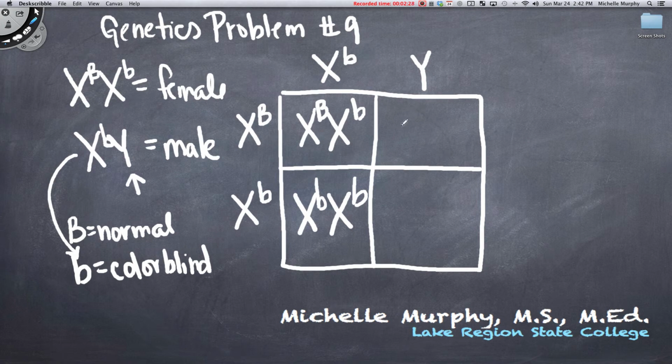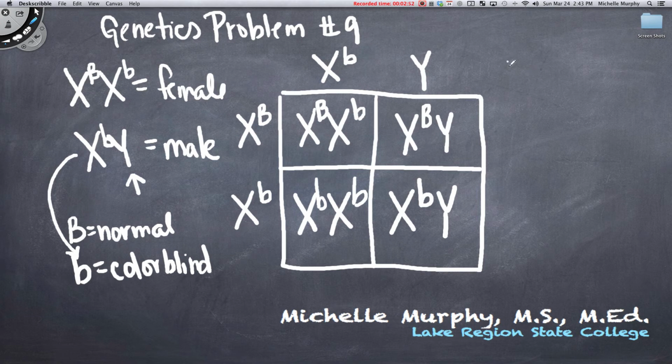Over here we have a male, X from mom, Y from dad. Mom gave this boy the regular normal trait. And then we have another male, with a probability of being a colorblind male. Dad gave him a Y. Mom gave him a colorblind allele. So in this case, these are our genotypes.